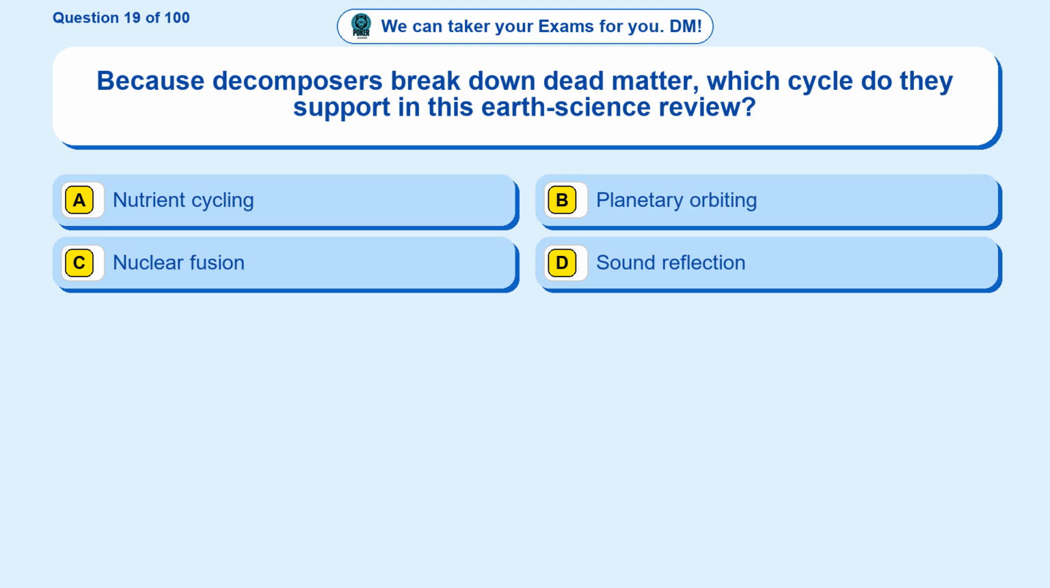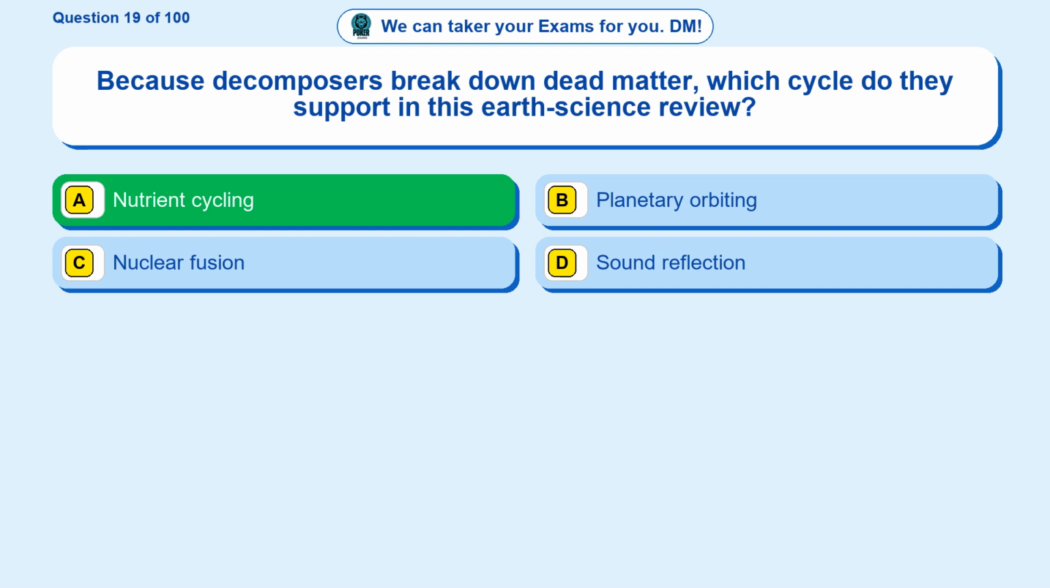Question 19. Because decomposers break down dead matter, which cycle do they support in this Earth Science Review? Option A. Nutrient cycling. Option B. Planetary orbiting. Option C. Nuclear fusion. Option D. Sound reflection. The correct answer is option A.